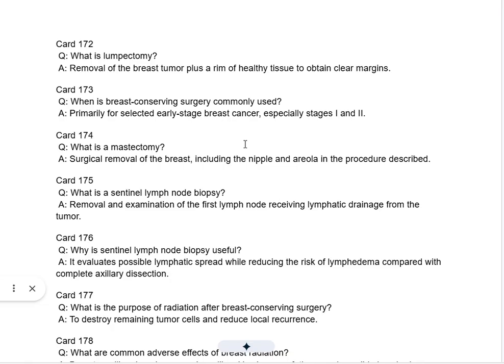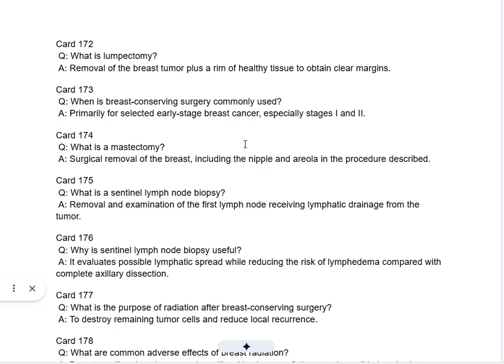Card 173Q. When is breast-conserving surgery commonly used? A. Primarily for selected early-stage breast cancer, especially stages I and II. Card 174Q. What is a mastectomy? A. Surgical removal of the breast, including the nipple and areola in the procedure described.